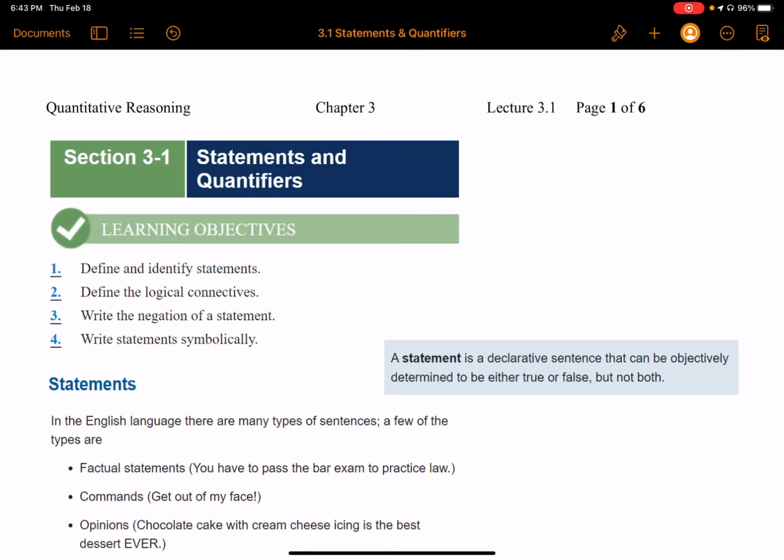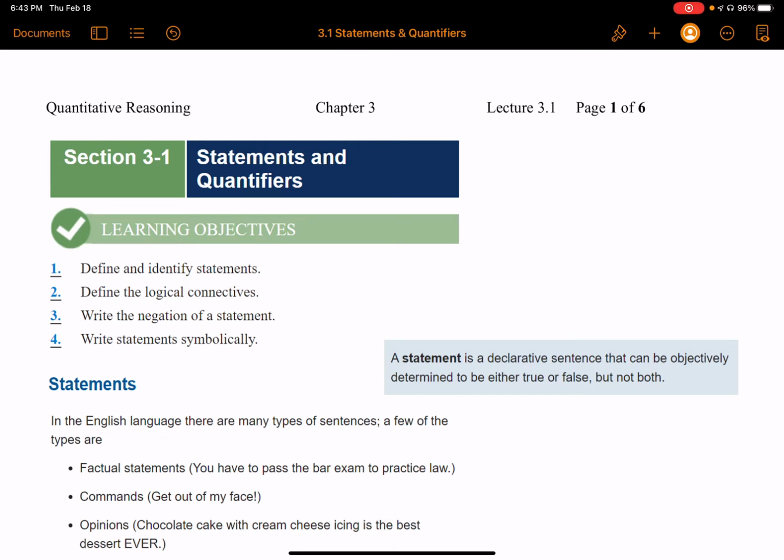Hey guys, we are in section 3, chapter 3, section 1, where we are talking about statements and quantifiers. So in this video, we will talk about defining and identifying statements, defining the logical connectives, writing the negation of a statement, and writing statements symbolically.